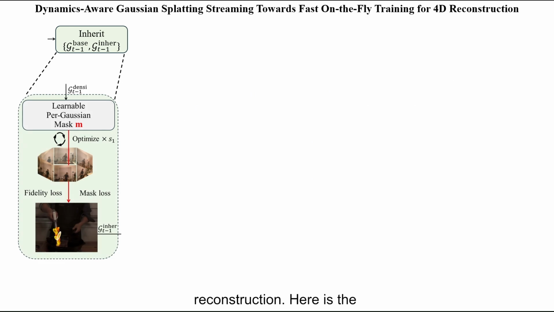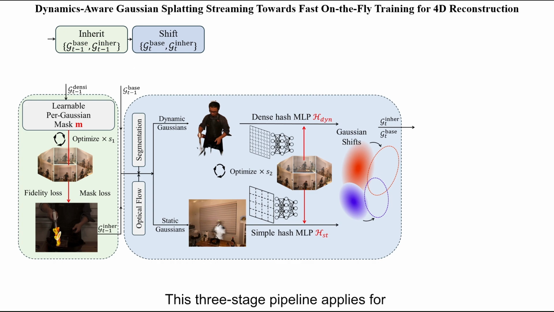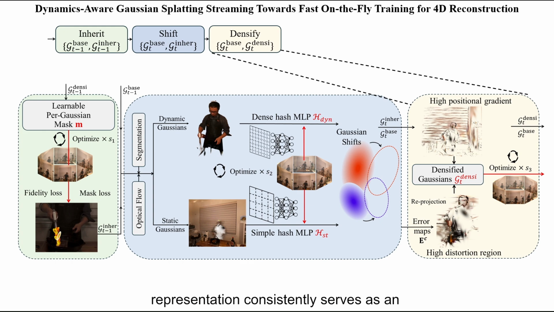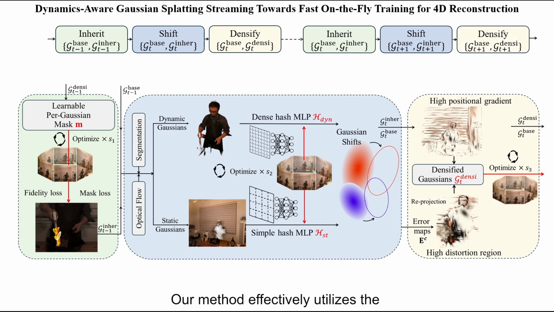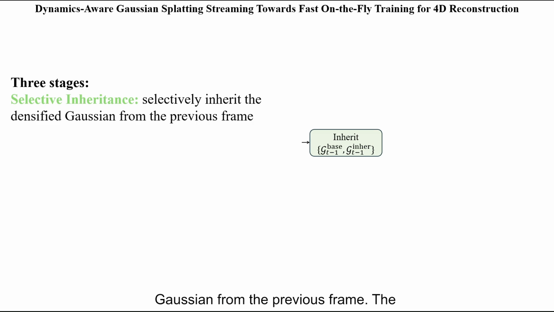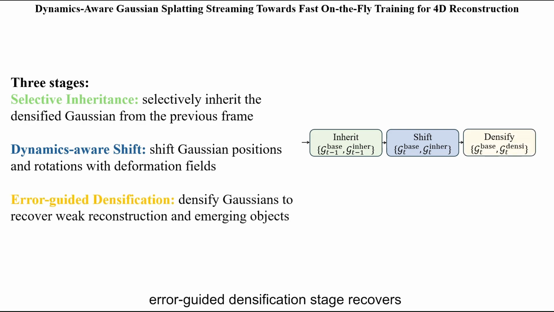Towards this, we design a three-stage pipeline for iterative streamable 4D reconstruction. Here is the overview of our proposed pipeline. This three-stage pipeline applies for each frame iteratively. The optimized representation consistently serves as an initialization for the next frame. Our method effectively utilizes the intra-frame dynamics properties and inter-frame temporal relationships. Specifically, the selective inheritance stage adaptively selects the densified Gaussians from the previous frame. The dynamics-aware shift stage separates the Gaussians into dynamic Gaussians and static Gaussians, and applies different levels of deformation fields to learn their shifts and rotations. The error-guided densification stage recovers the newly emerging objects that do not exist in the previous frame.